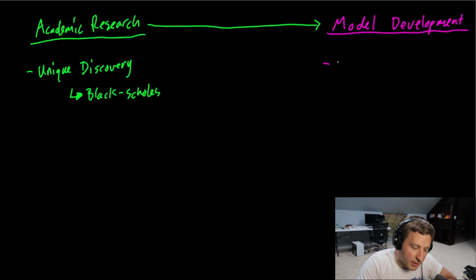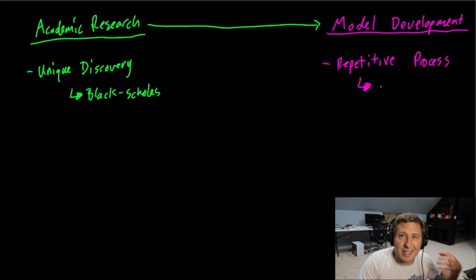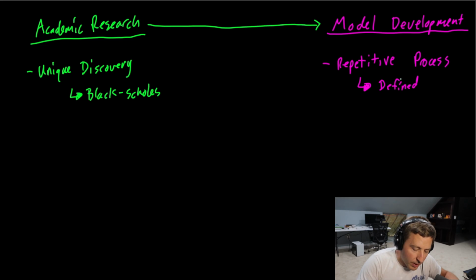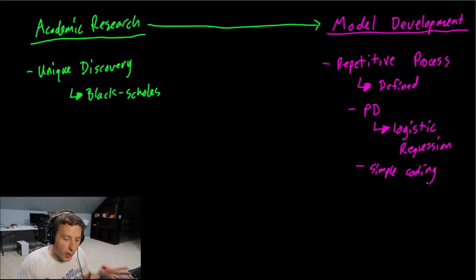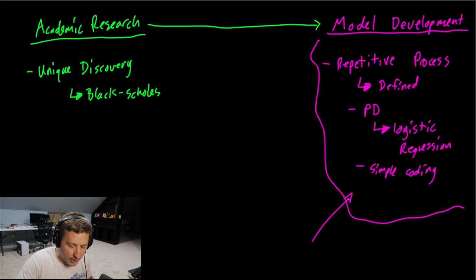I'm going to say this is a repetitive process, and more specifically it's very defined. This is a defined problem. So my example was probability of default, and we use something like logistic regression. More specifically, it was something quite simple. I'm putting simple in air quotes, because most people don't know what they're doing just because they can code things, but we'll say simple coding. So let's dive into where we see these sorts of things, and often you end up doing a lot of this, which is model development.